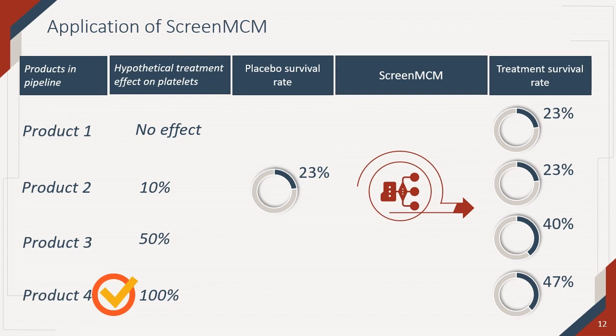Finally, the predictions shown here will also have uncertainty for the survival rate, but I'm only displaying the mean for the sake of simplicity. The uncertainty can help design registration trials for the product.